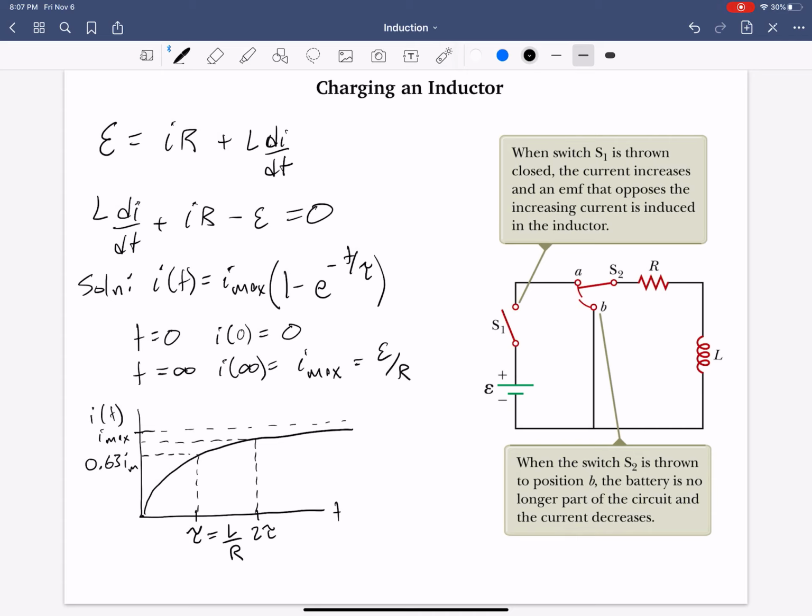That's basically it. In the next video, we'll take a look at what happens after an infinite time has elapsed and we disconnect the battery, and see what happens to the circuit. It's slightly different, still doable.